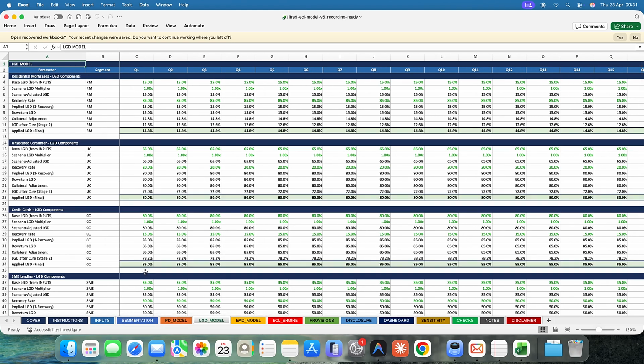LGD next. Downturn LGD by segment, with the regulatory floor applied. Collateral haircuts, calibrated per asset class. Recovery curves over time, not just a point estimate.